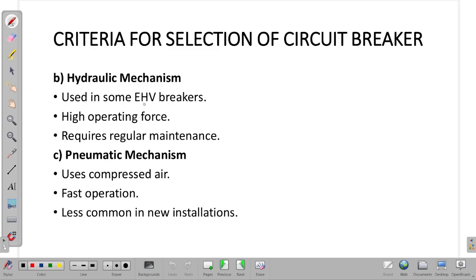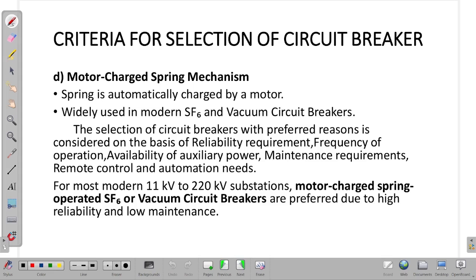Next, the hydraulic mechanism is used in some EHV substations, for extra high voltage breakers. It has high operating force and requires regular maintenance. Then the pneumatic mechanism uses compressed air, has fast operation, and is less common in new installations. The most modern is the motor charged spring mechanism, where a spring is automatically charged by a motor, and it is widely used for modern SF6 and vacuum circuit breakers.